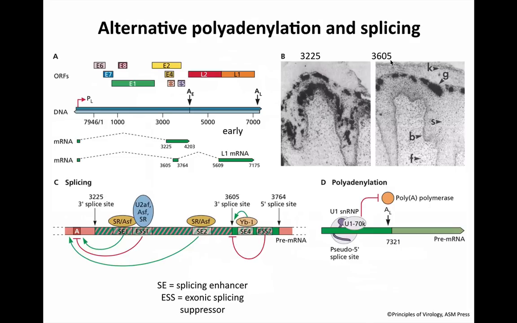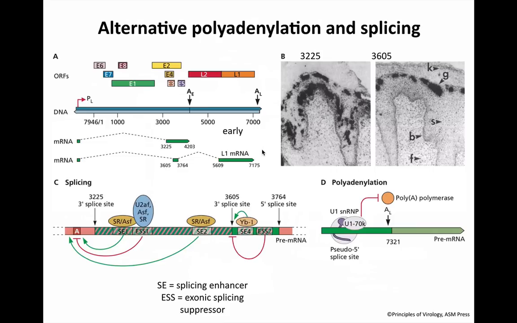Note the production of late mRNA spliced at the 3605 3' splice site occurs only in the outermost layer, as opposed to the early mRNA, which is produced in both layers. And below are the mechanisms that regulate splicing to produce this L1 mRNA, which are specific, again, to highly differentiated keratinocytes of the granular cell layer.